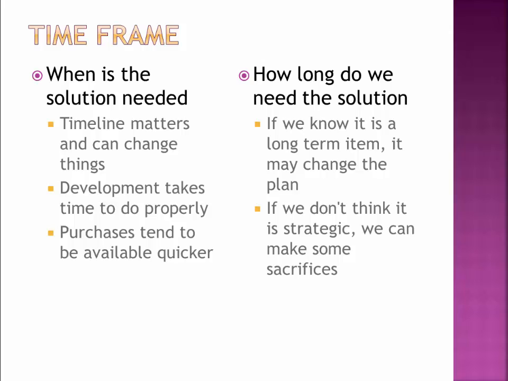Then the flip side of that is, how long do we need the solution? It might be a long-term thing that's going to be around for a really, really long time, but we still need something right away. And so maybe we can be strategic about it. In our tactics, we buy something, and I gave the example of a lot of the Android and iPhone apps: we buy something to get out there for the next year or two until we build something and then replace what we bought with that.